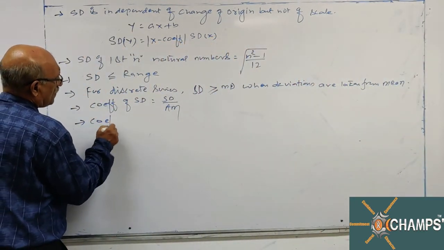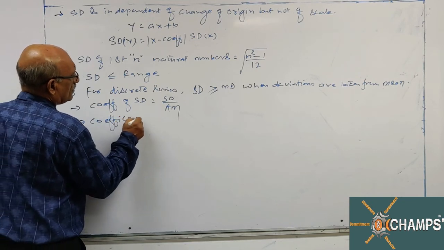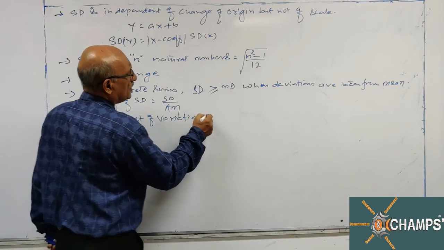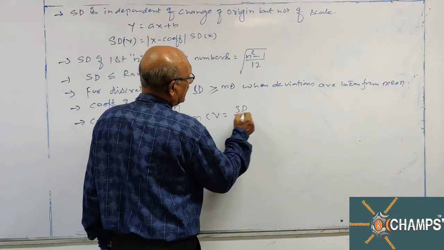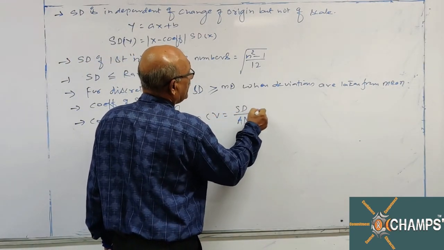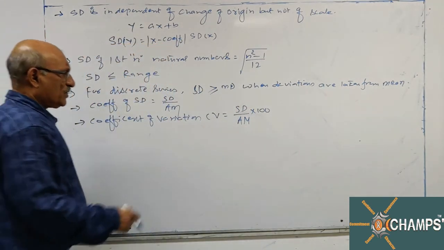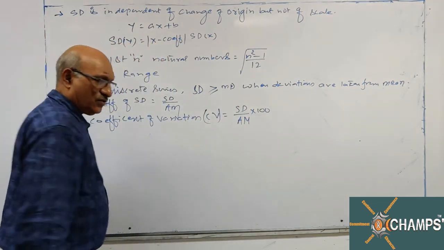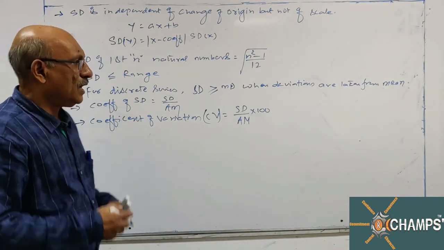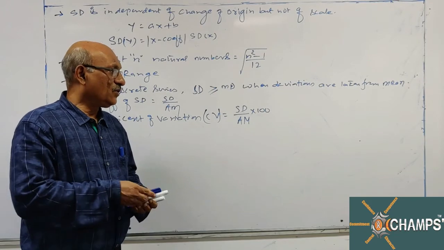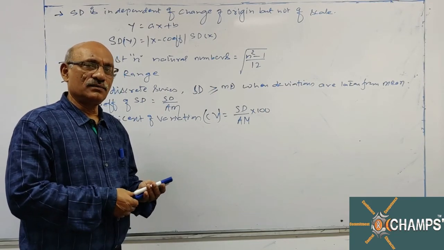Next, coefficient of variation. CV is equal to standard deviation over arithmetic mean, this ratio multiplied with 100.